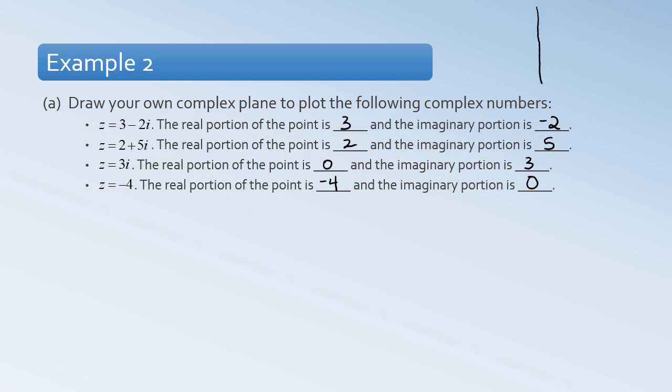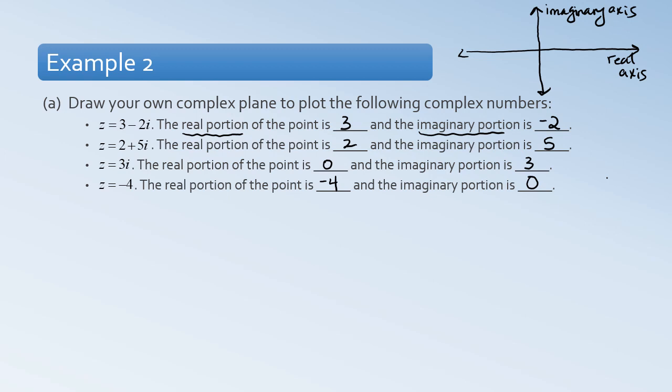To draw my own complex plane, if you recall from the last slide, it doesn't look a whole lot different. The only difference is what I call each one of these axes. The horizontal axis is my real axis, so that's where we're going to see all the real portions of these numbers. And then the vertical axis is my imaginary axis, and that's where we're going to see all the imaginary parts of the number.